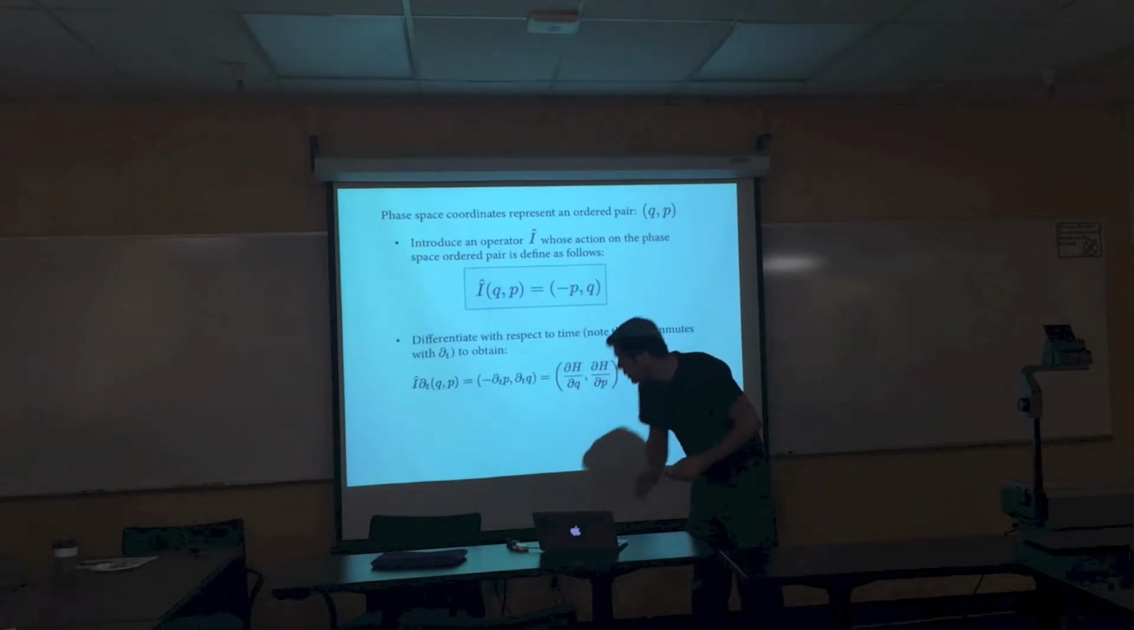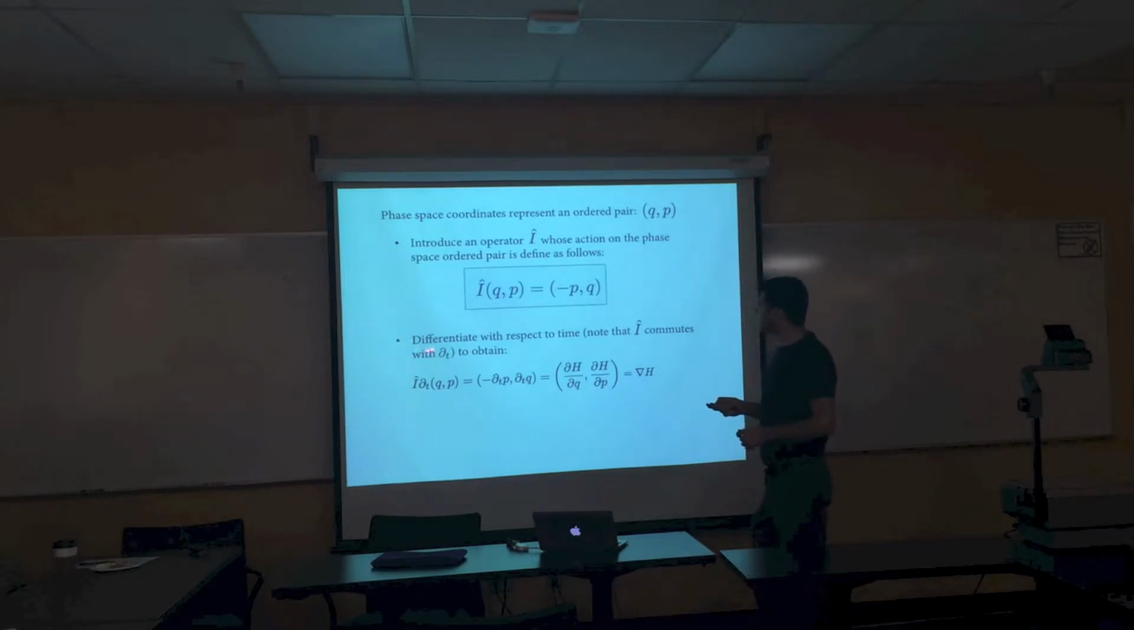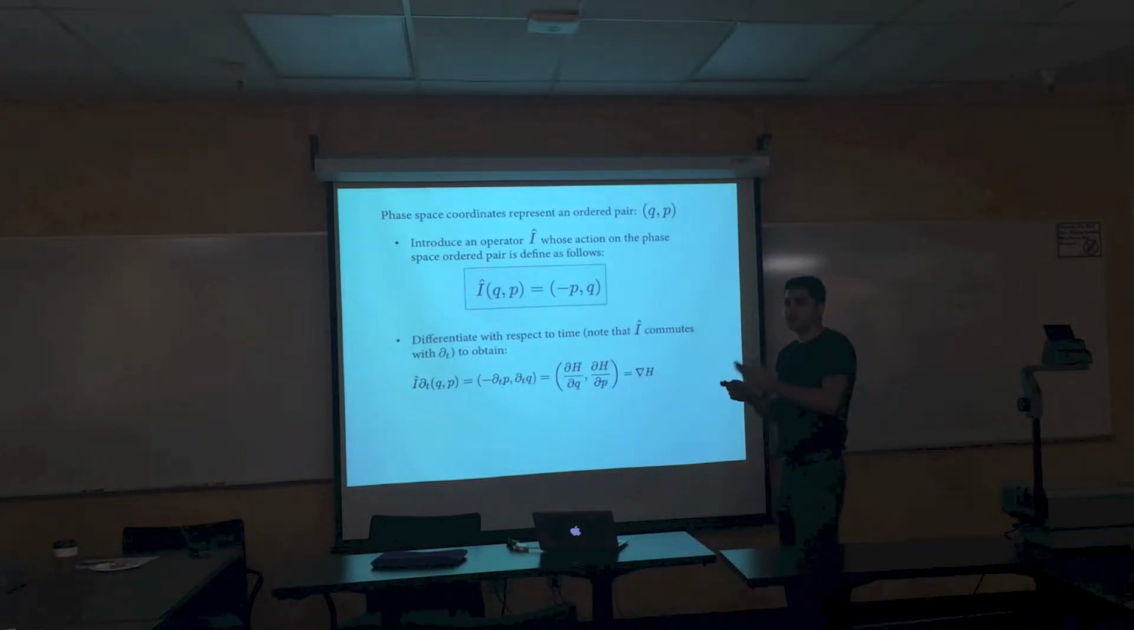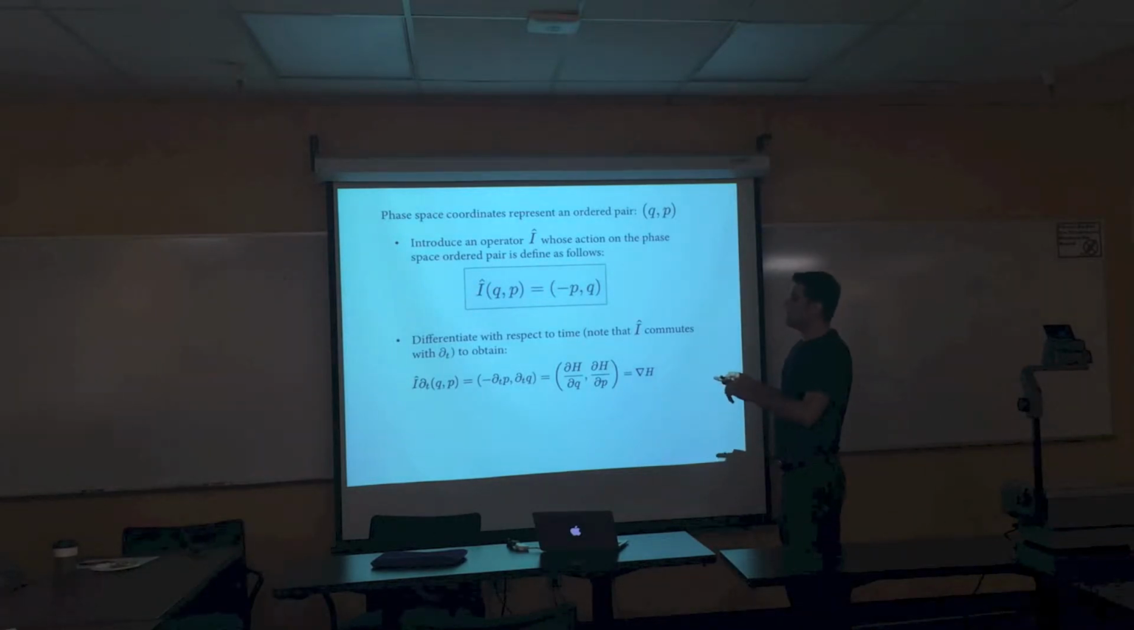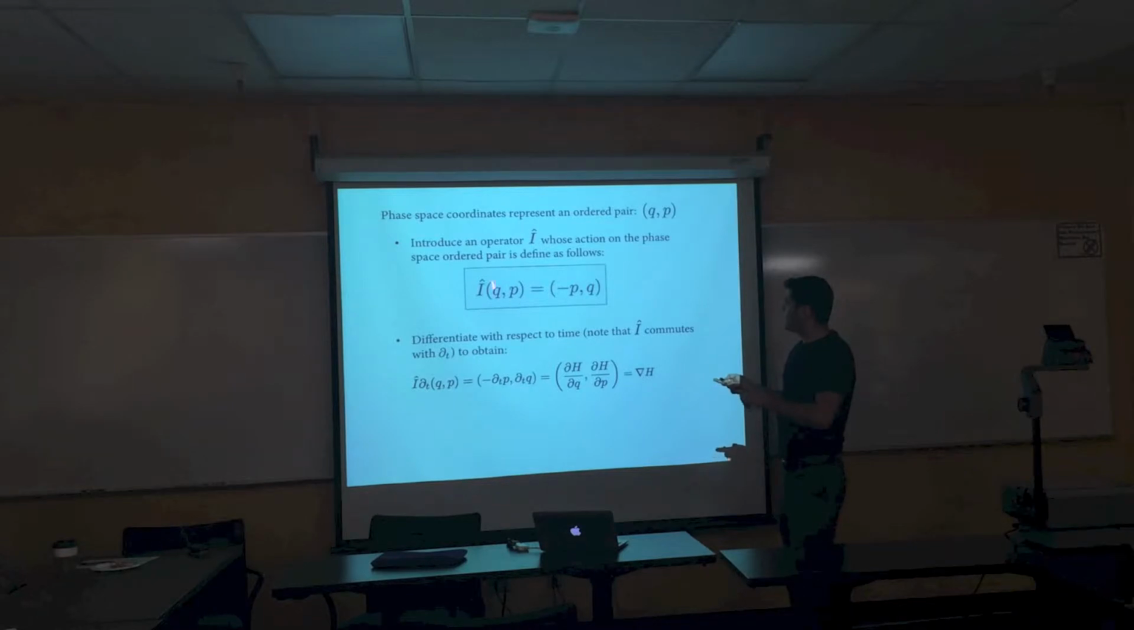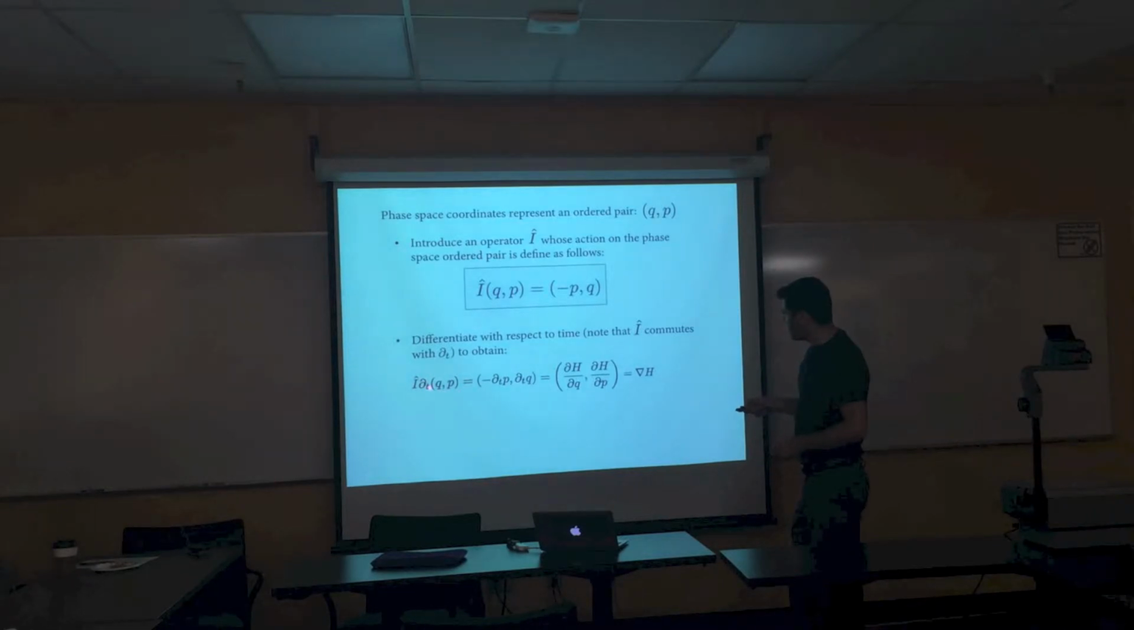Next step is to take the time derivative of this equation, and note that differentiation will commute with this operator. I mean, it's easy to check. First you switch, and then you differentiate. That's the same as you differentiate first and then switch them, okay? So we get I times d by dt of this quantity, qp, equals d by dt of this, of course.